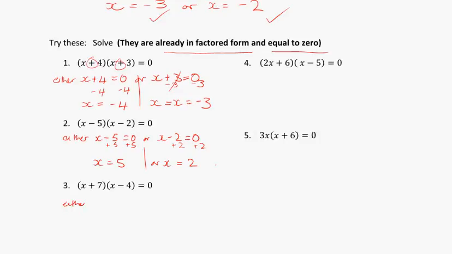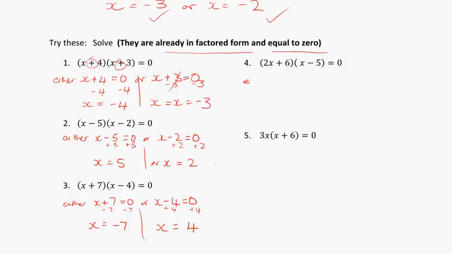Okay, the third one. Either x plus 7 is equal to 0, or x minus 4 is equal to 0. Solve separately. Take 7 off both sides. x is equal to negative 7. Add 4 to this one. x is equal to 4. Notice opposite signs. Minus, plus. Okay, if there is a number in front of the x, just solve the same way.